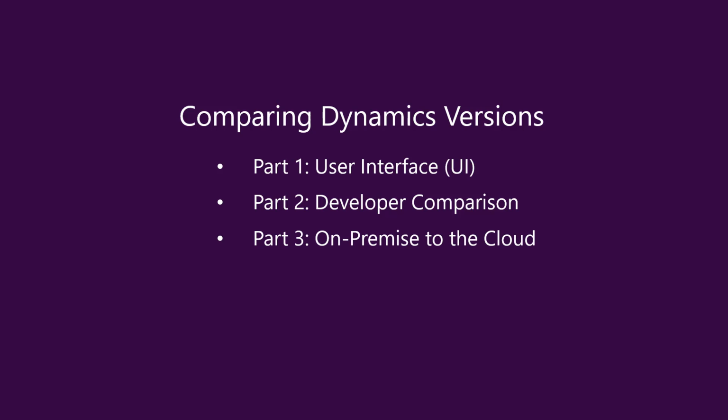And lastly, we also need to take a look at on-premise versus the cloud. What are the new features and capabilities that are available to us when we move to the cloud? What does moving to the cloud really mean, and what does it entail? Today, we're just going to take a look at the user interface differences between version 8.2 and 9.0.